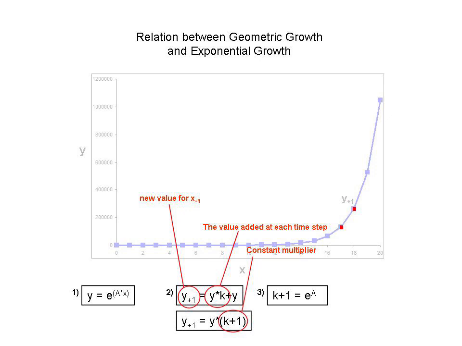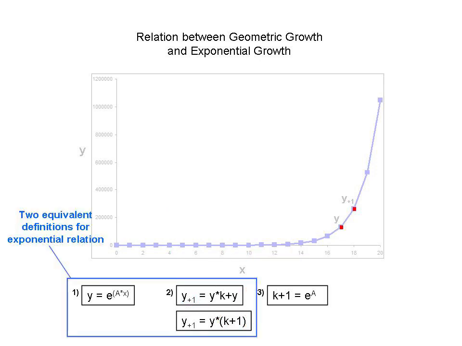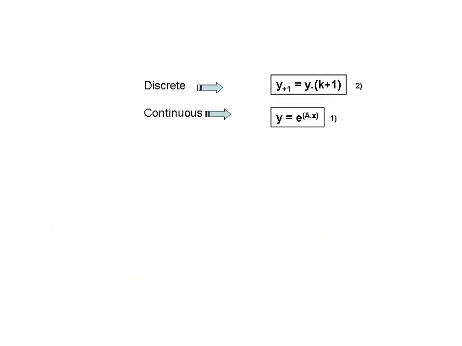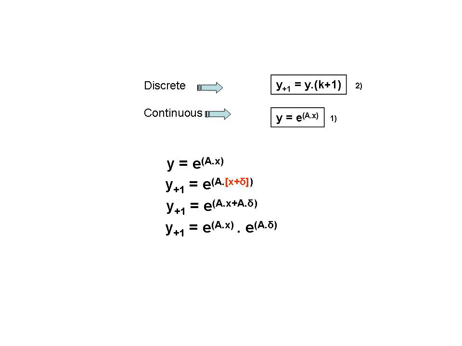And that constant multiplier is k plus 1. And the first two descriptions are exactly related to the exponential relation. And we will see why. The first one, y equals e to the a times x, is a continuous function. And the second one, y plus 1 equals y times k plus 1, is a discrete definition.